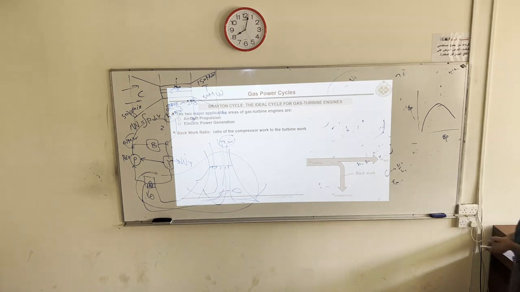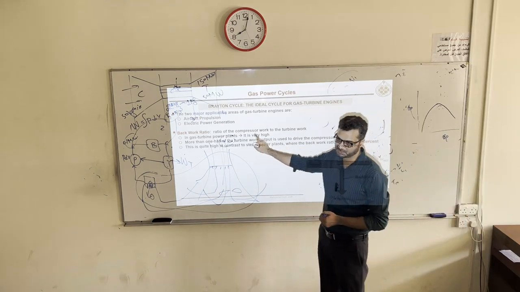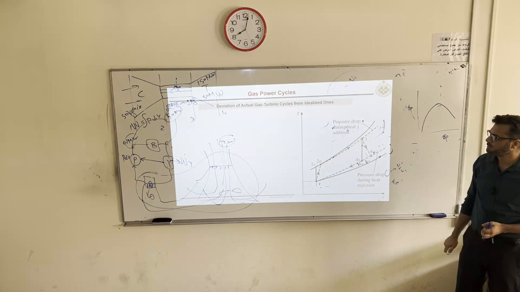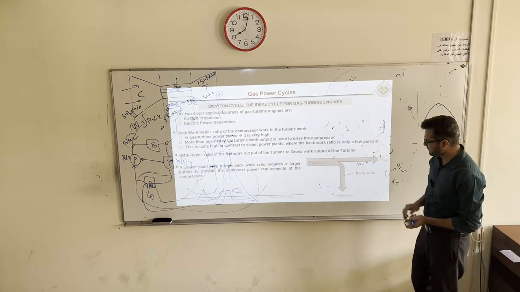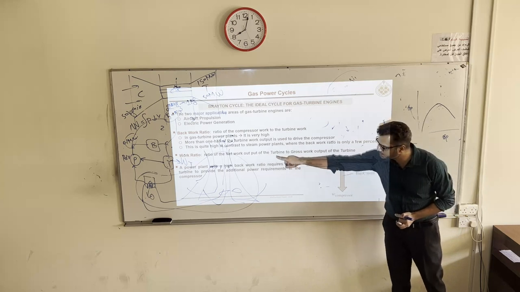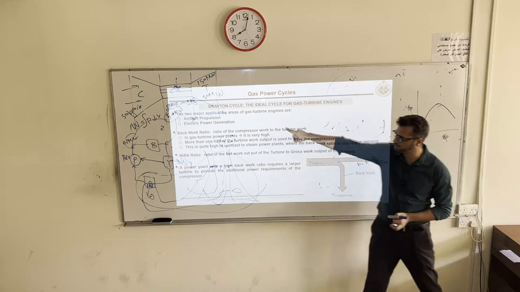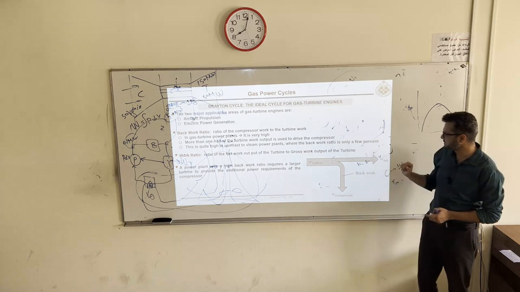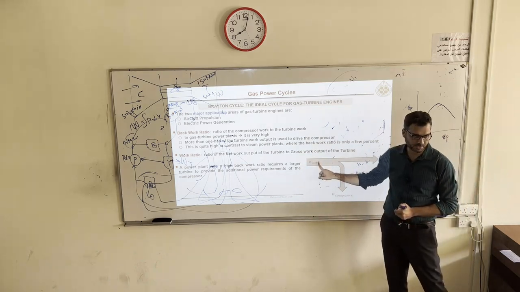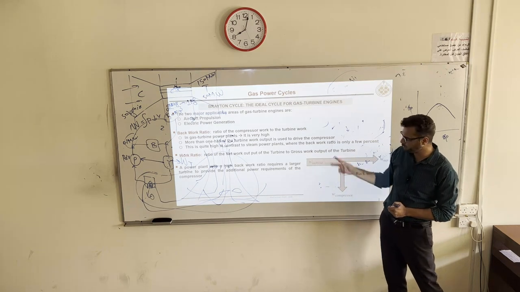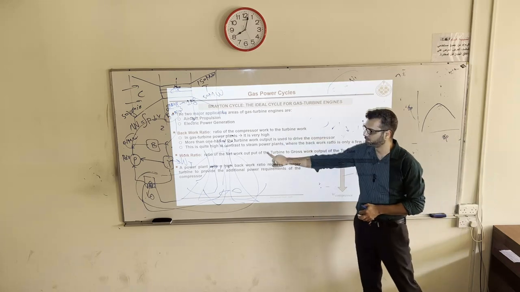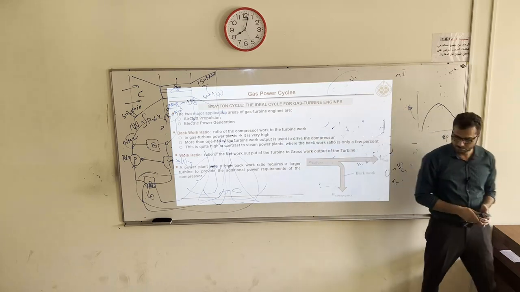Back work ratio in these power plants is much higher compared to steam power plants. Back work ratio is defined as work of compressor divided by work of turbine. There is another term which is called work ratio. Work ratio is net work output divided by total turbine work. So there are two different ways to define the same thing: back work ratio and work ratio.